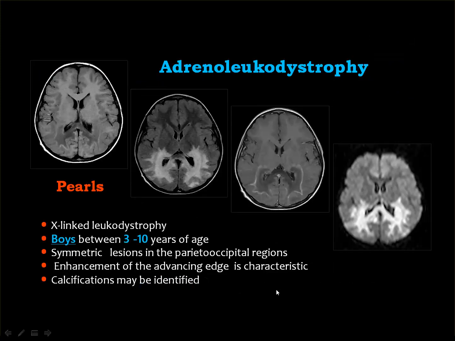To sum up with adrenoleukodystrophy, this is an X-linked disease. The age is between 3 and 10, with symmetric lesions in the parieto-occipital area, enhancement of the leading edge, and calcium may sometimes be seen.